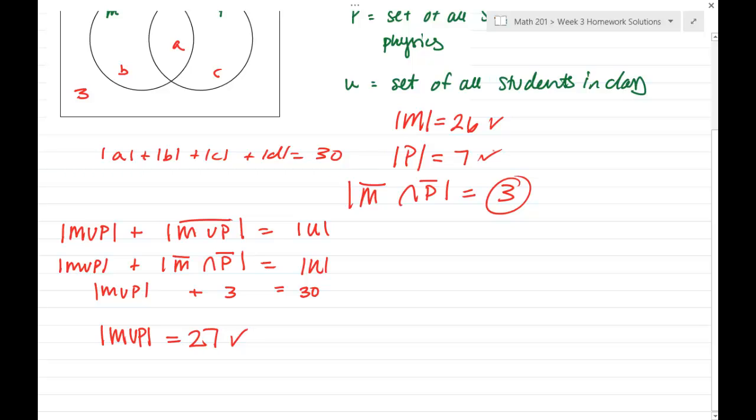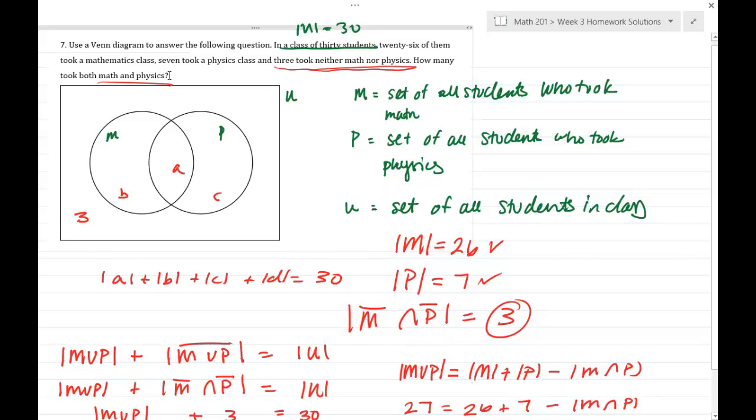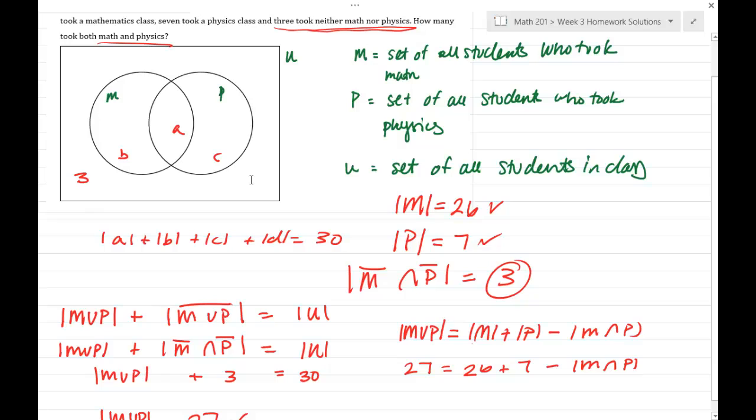So what I'm going to do now is use the Inclusion-Exclusion Principle. This means to find the number in the union of 2 sets, I'm going to take the number in both sets, but then subtract the number of elements in the intersection because I'd count those twice with counting M and P. So now if I fill in this information that I know, my union contains 27 elements, M contains 26 elements, P contains 7 elements, but I don't know my intersection yet, and I'd like to know because what I'm looking for is how many took both math and physics. So that's exactly what I want to know, M intersect P.